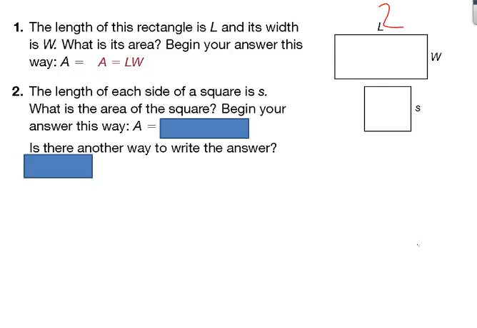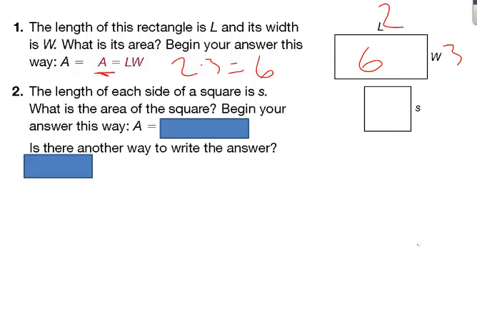So if this was a 2 and this was a 3, what would our area be? Length, which is 2, times 3 equals area, which is 6. So our area would be 6. And depending if it was feet, it would be feet squared. If it was meters, it would be meters squared.